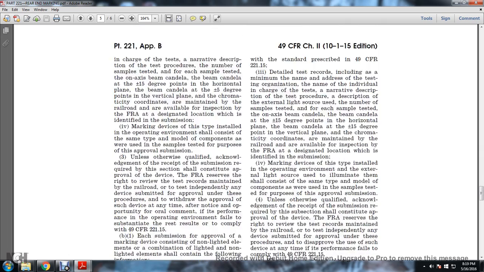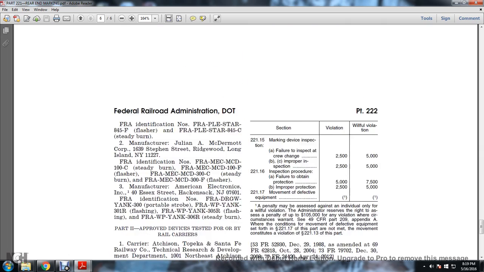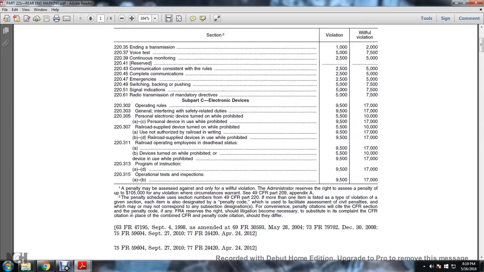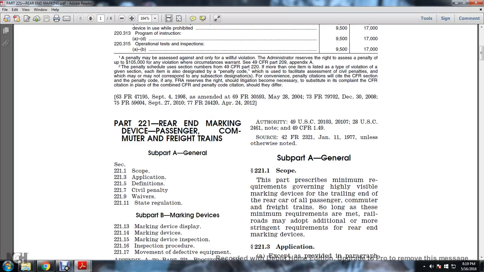The rest of it is just an appendix, and that's where we're going to quit. So, once again, that is your Part 221, rear end marking devices for passenger, commuter, and freight trains.